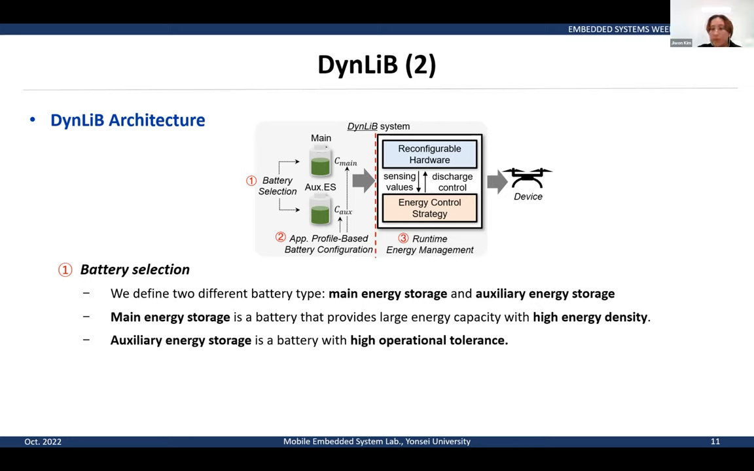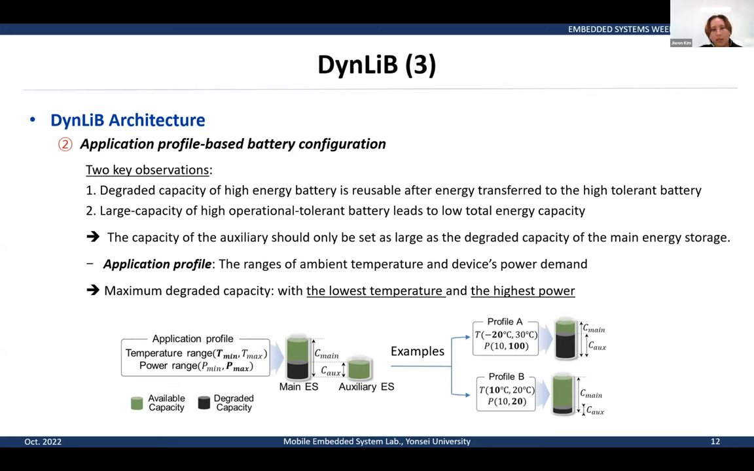The battery selection is very simple. We define two different batteries with different performance. The main energy storage is the battery that can provide high energy capacity with higher energy density. And the auxiliary energy storage is the battery with a higher operational tolerance. The total energy capacity of a hybrid battery is determined by the capacity ratio of the main and auxiliary energy storages.